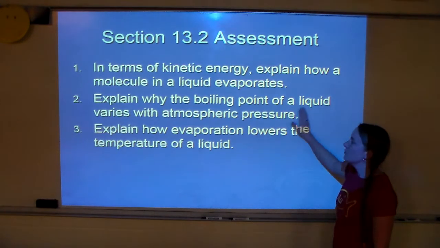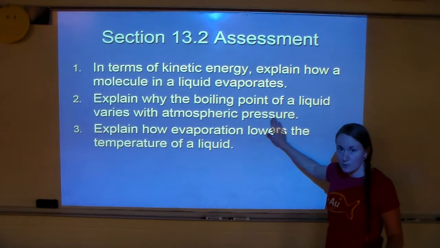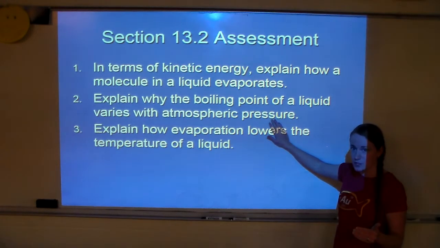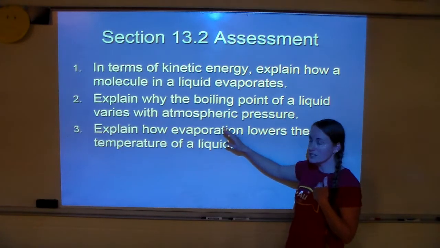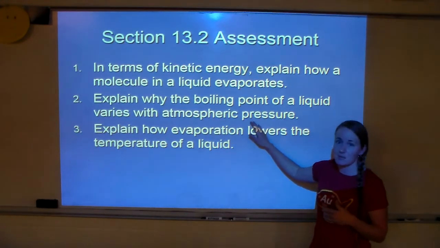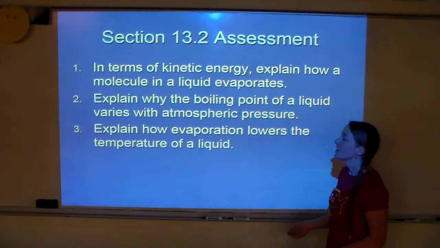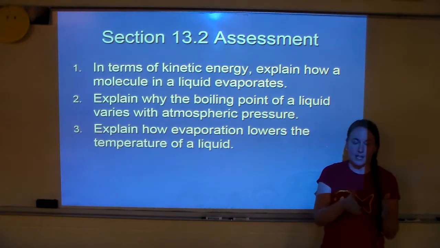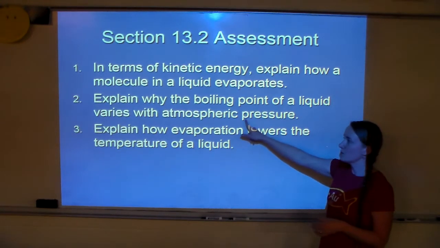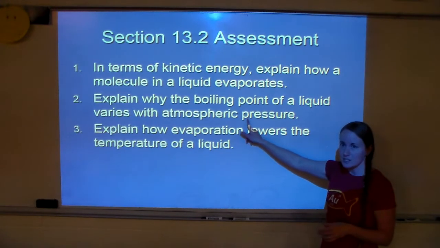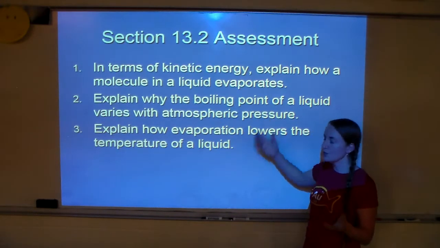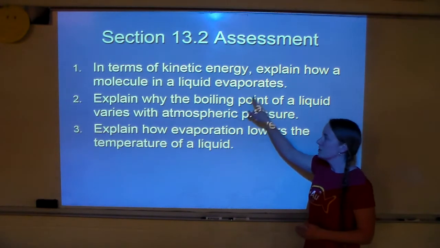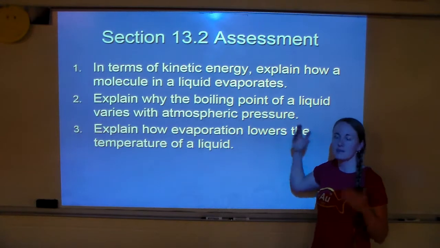Explain why the boiling point of a liquid varies with atmospheric pressure. Well, what is boiling point? Boiling point is when vapor pressure equals external pressure. In our case, most of the time, our external pressure is the atmosphere. That's what's outside of us. So, if boiling point is vapor pressure equaling external pressure or atmospheric pressure, if this changes, then boiling point changes. So that's how you have to write it. Boiling point is when vapor pressure equals external pressure. So if external pressure changes, then boiling point changes.